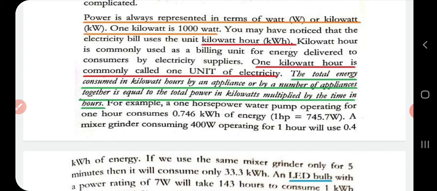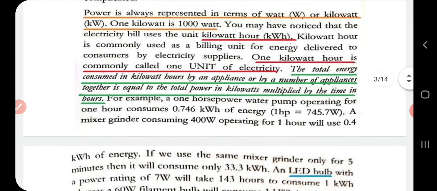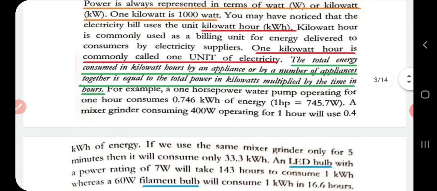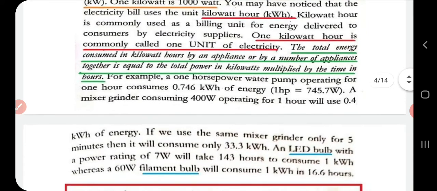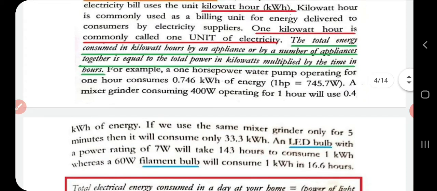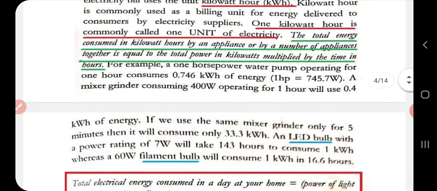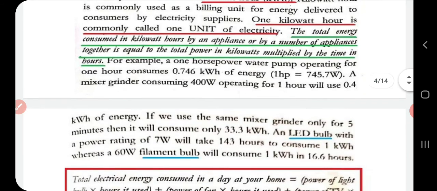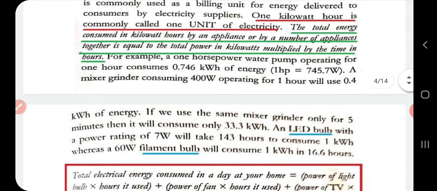Now, power is always represented in terms of watt or kilowatt. 1 kilowatt is 1000 watt. The electricity bill in your home usually comes in units of kilowatt hour. Kilowatt hour is the billing unit for energy delivered to consumers by electricity suppliers. What is 1 kilowatt hour? It is called 1 unit of electricity. The total energy consumed in kilowatt hour by an appliance, or by a number of appliances together, is equal to total power in kilowatt multiplied by time in hours.